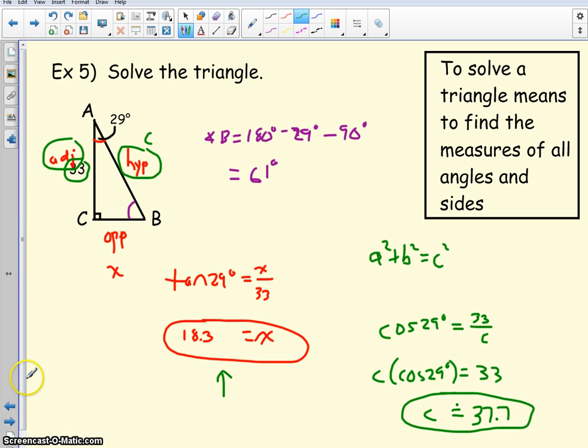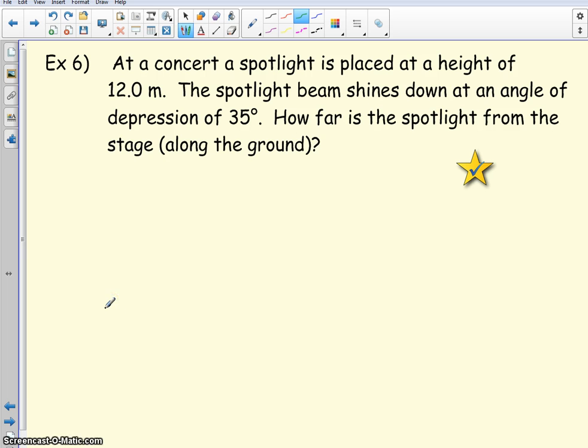Okay, so we found all the missing sides and angles. We're now done this problem. Let's try and go through a word problem now. So we have a concert spotlight placed at a height of 12 meters above the ground. We have a spotlight beam shining down at an angle of depression of 35 degrees. We want to know how far the spotlight is from the stage, distance being along the ground. So take a minute and just try and sketch this out and try and set up the problem. So pause this and push play when you're ready to see the answer.